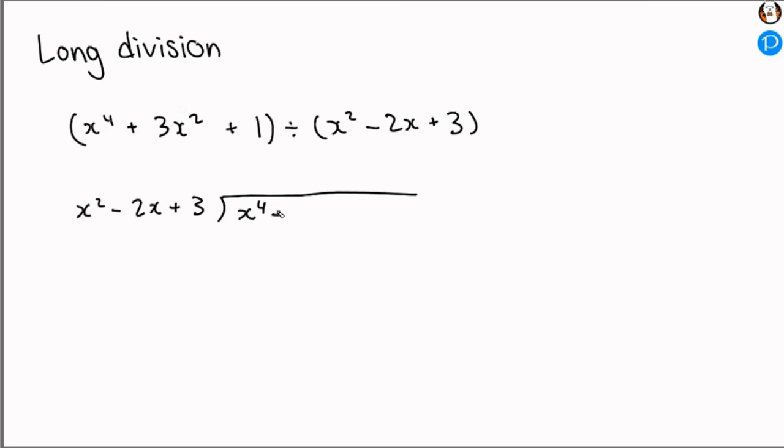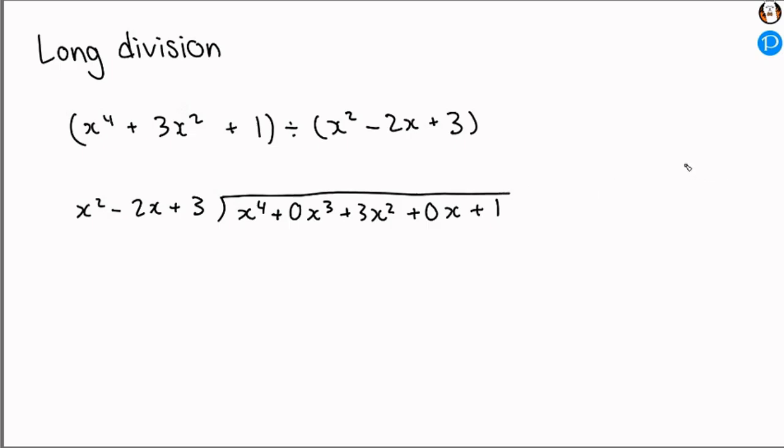Here I'm going to put a 0 times x to the power of 3 because this polynomial is going to be missing the x to the power of 3 as it goes from x to the power of 4 to x to the power of 2. This will be helpful later on when we're dividing. I'm also going to be putting a 0 times x, as it is also missing.